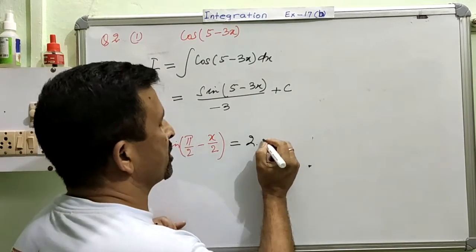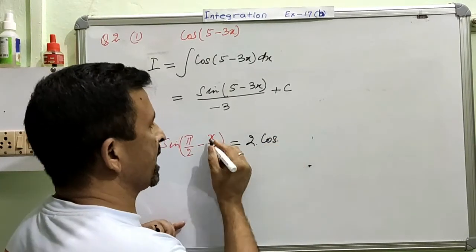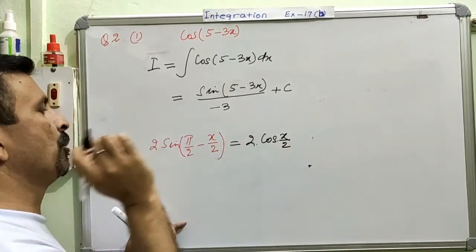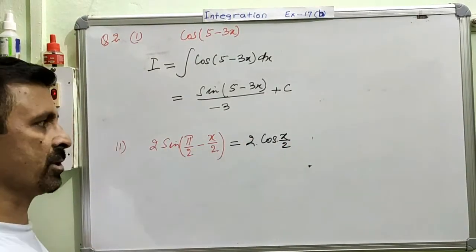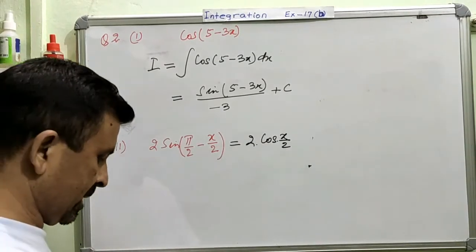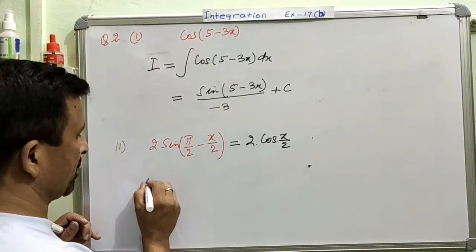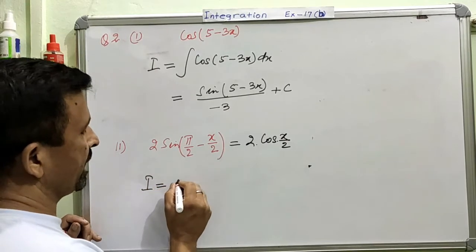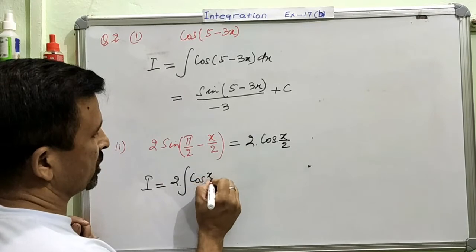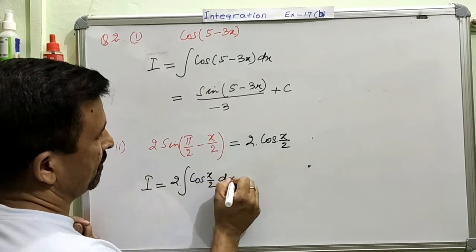So this sine will change into cos, and theta is x over 2. So this will be cos of x over 2. Now this is your new modified question. This is no more your original question. Now your question is this, and you have to find the integration of this new function. So let us calculate I. I is equal to 2 is out, cos x over 2 dx.